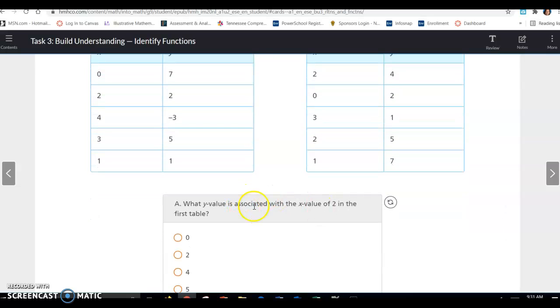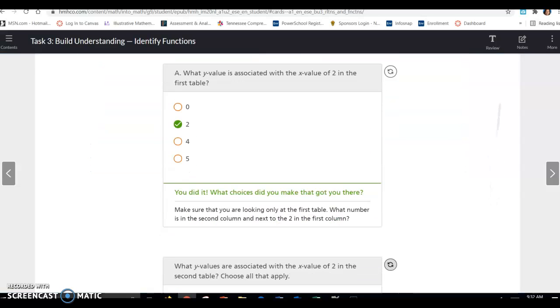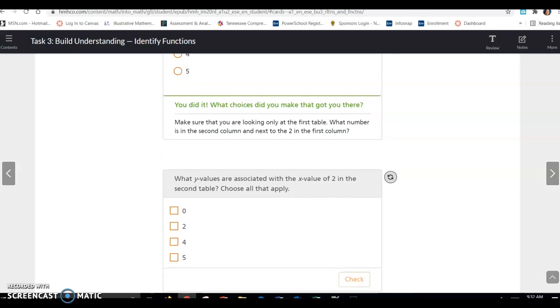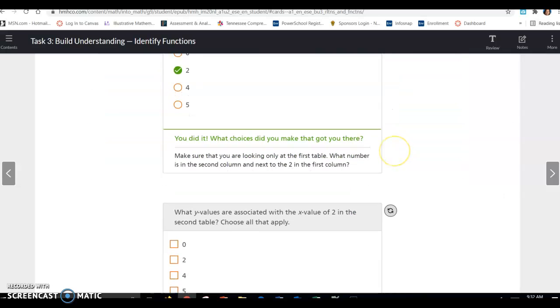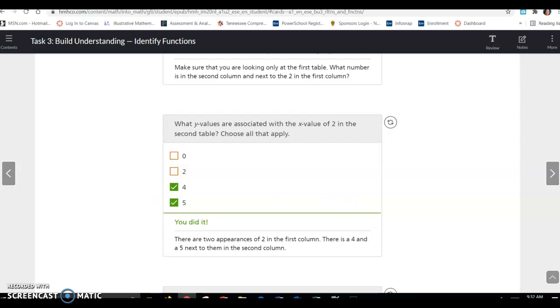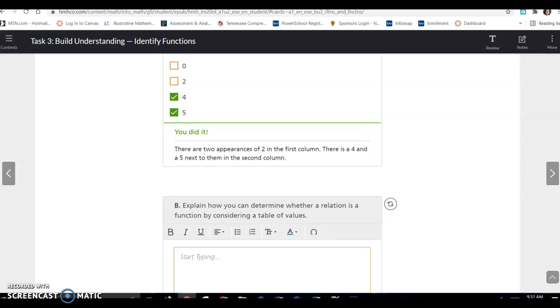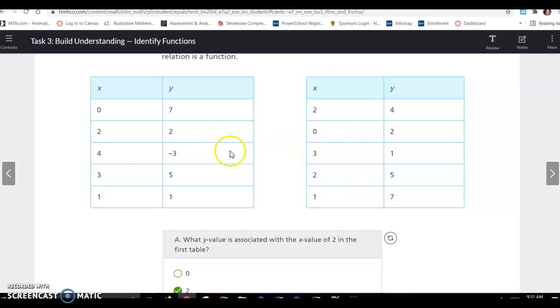So it says, what value is associated with the x of 2 in the first table? So 2 is associated with 2. So basically, it's just matching our ordered pairs. All right, what y values are associated with the x value of 2 in the second table? All right, so we've got 2, 4, and 2, 5. So both 4 and 5 are associated with 2 in the second table. All right, so that represents that that one is not a function, where this one is.